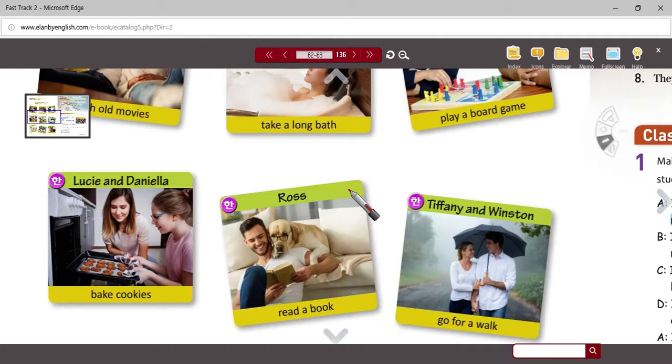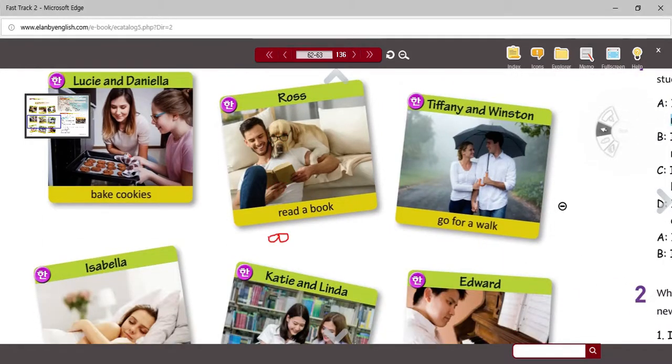And Ross? What will Ross do if it rains tomorrow? He will read a book. Okay, good. And what about Tiffany and Winston? What will Tiffany and Winston do if it rains tomorrow? Okay, they will go for a walk. Okay, so that doesn't change anything. Get the umbrella and out they go.